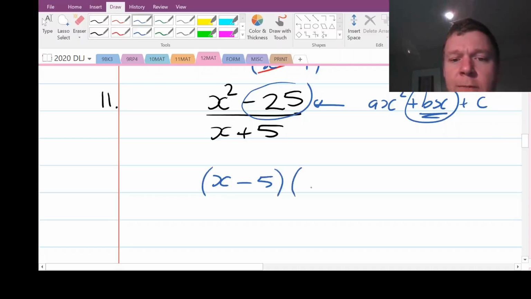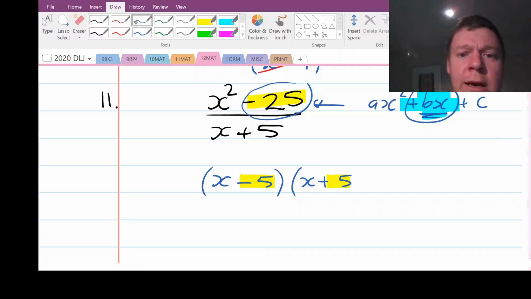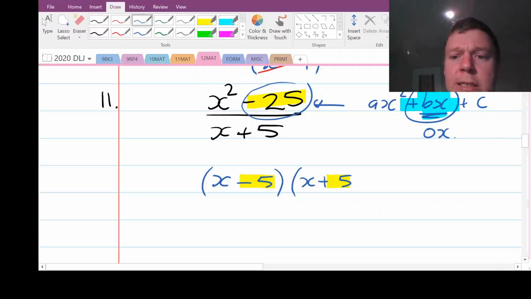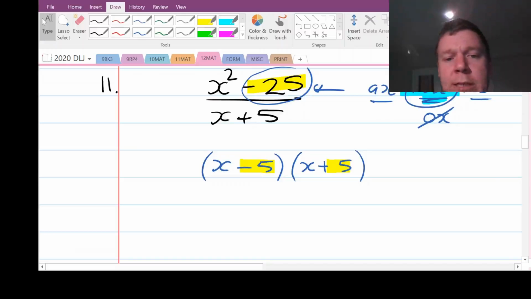5x minus 5x plus 5. The minus 5 and the 5 multiply to make the minus 25, and it just so happens when you've got a plus and a minus that are equal, then the term in the middle ends up being 0x, so it just doesn't get included. So you only have your ax term and your c. So that's factorized our top.